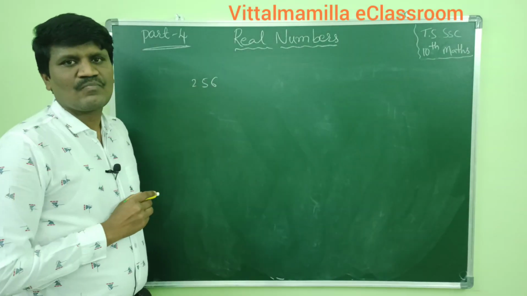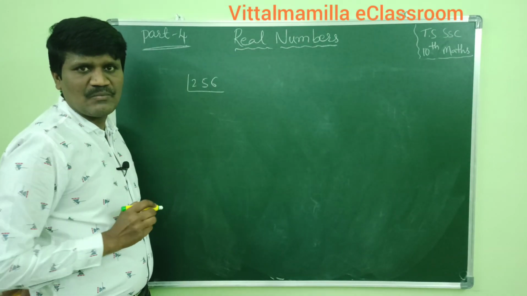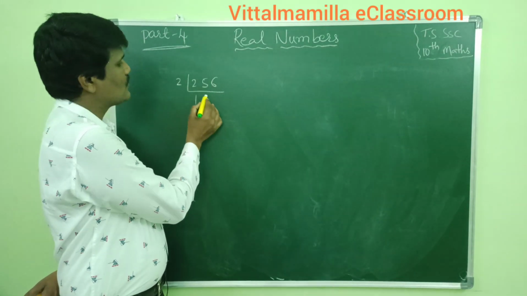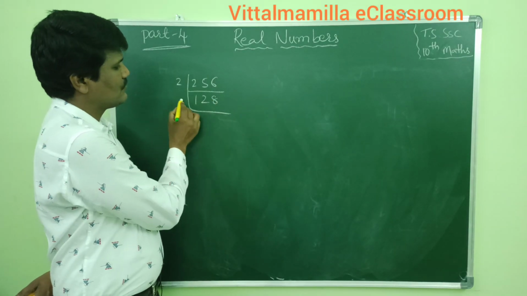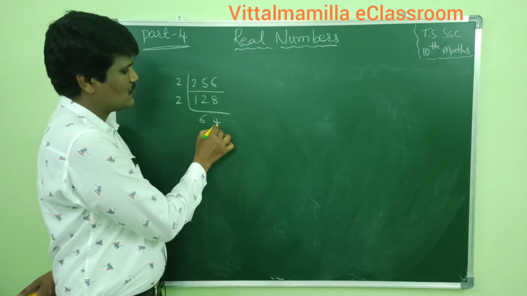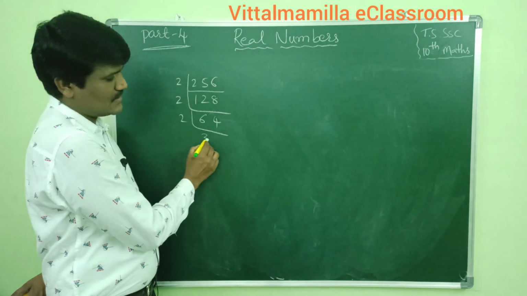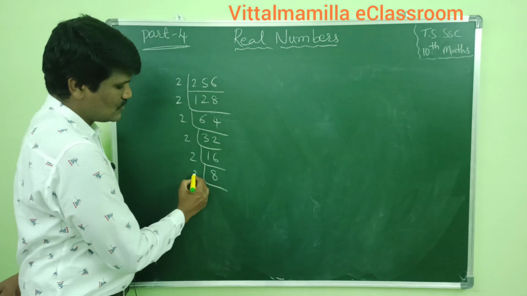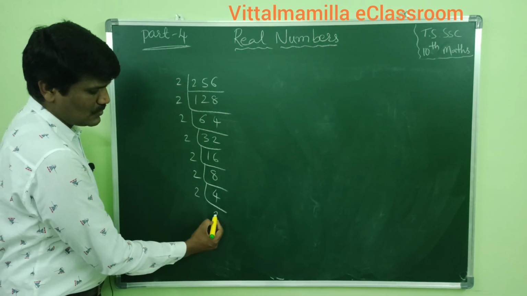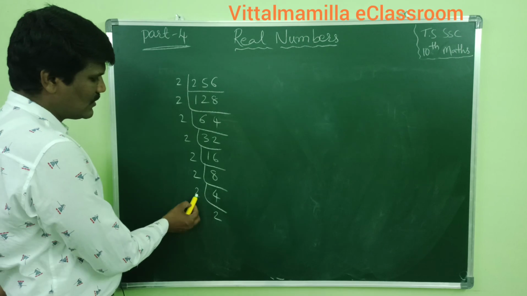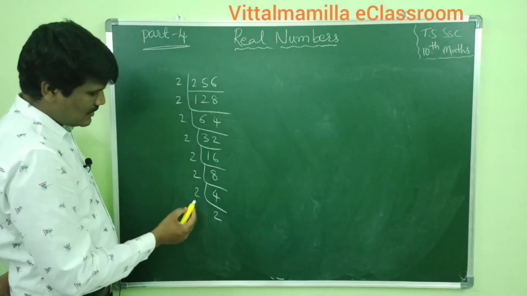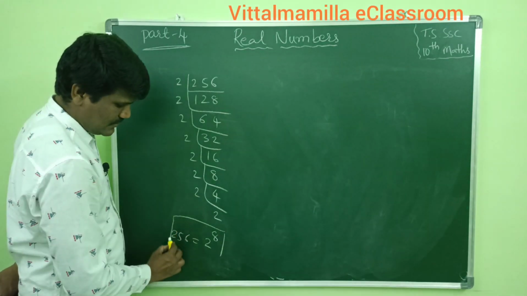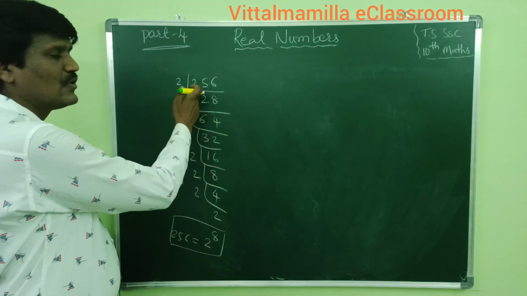The prime factorization of 256 starts from 2. 2 1s are 2, 2 2s are 4, 2 4s are 8, 2 8s are 16, 2 16s are 32, 2 32s are 64, 2 64s are 128, 2 128s are 256. That means 1, 2, 3, 4, 5, 6, 7, 8. I can write 256 is equal to 2 power 8. This is the prime factorization of 256.